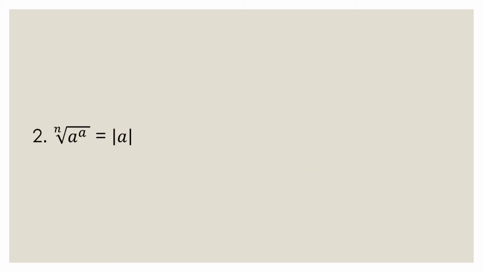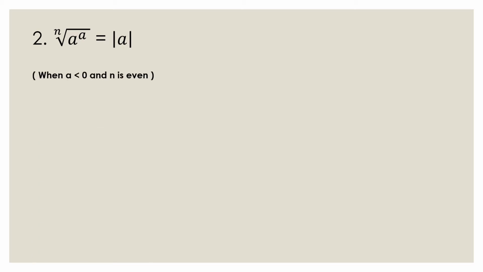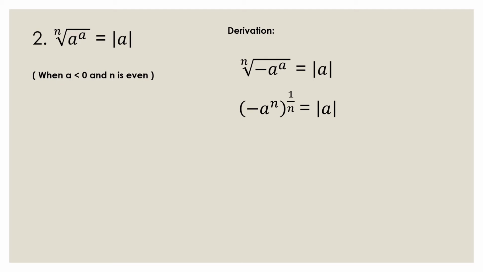The second rule is the nth root of a raised to the power of n is equal to the absolute value of a, when a is less than 0 and n is even. Derivation: the nth root of negative a raised to the power of n is equal to the absolute value of a. Then negative a raised to the power of n, raised to 1 over n, is equal to the absolute value of a.